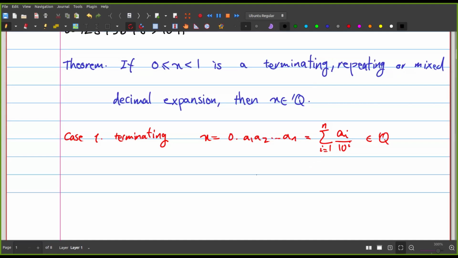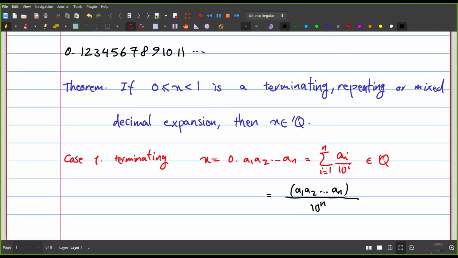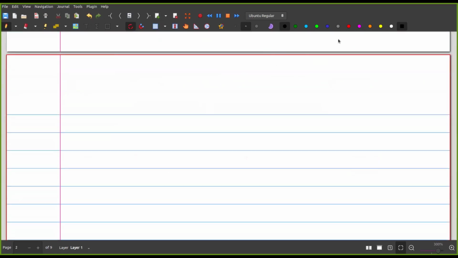Okay. If I want to explicitly write it, actually, it's like the number a1, a2 to an, I'm sorry for this slight abuse of notation, divided by 10 to the power of n. Right. So I mean, this is the decimal representation of my number. I don't mean the multiplication of a1 to an. I just mean the number whose decimal representation is a1 to an divided by 10 to the power of n. So the terminating case is pretty easy.